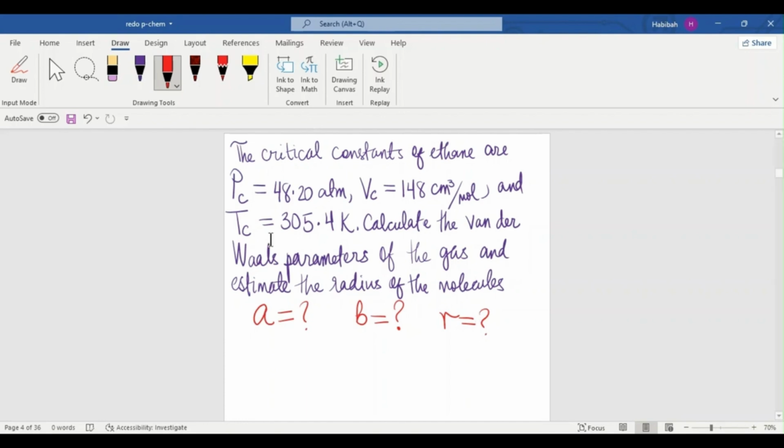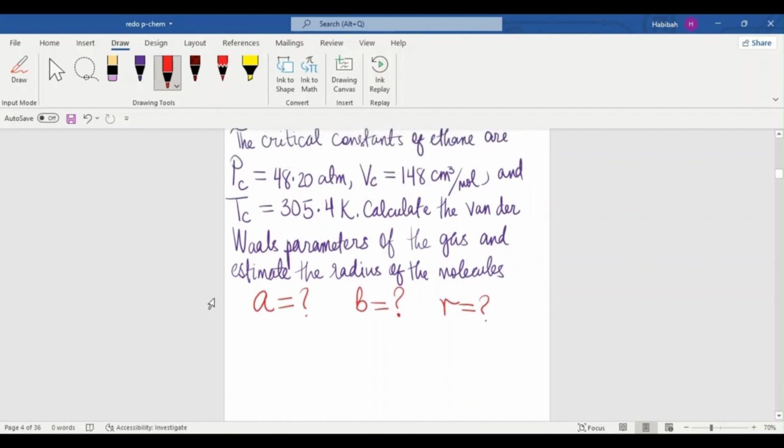So the first thing you have to do is this. Whenever you're given a question like this that tells you about van der Waals parameters, you have to know that usually the volume unit that we use for van der Waals parameters is decimeter cube. And when we're dealing with molar volumes for van der Waals parameters, every single time we use decimeter cube per mole.